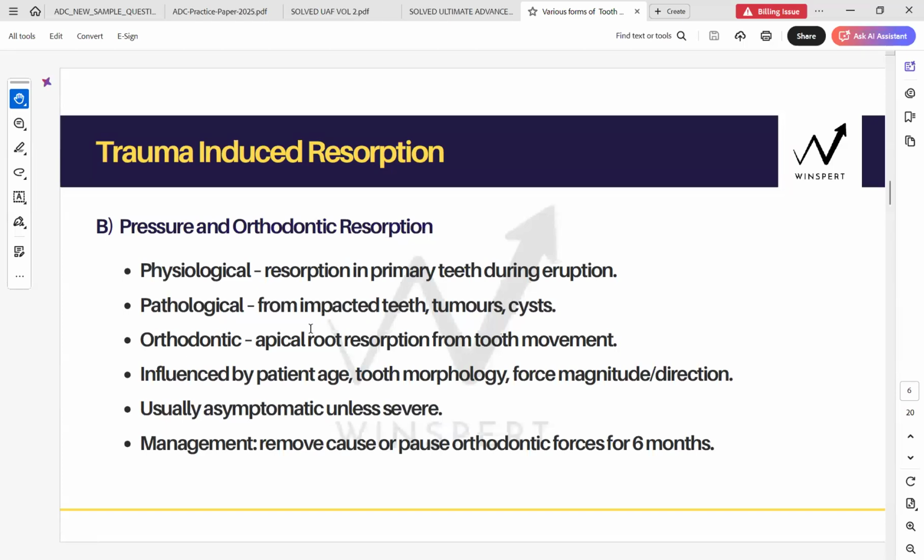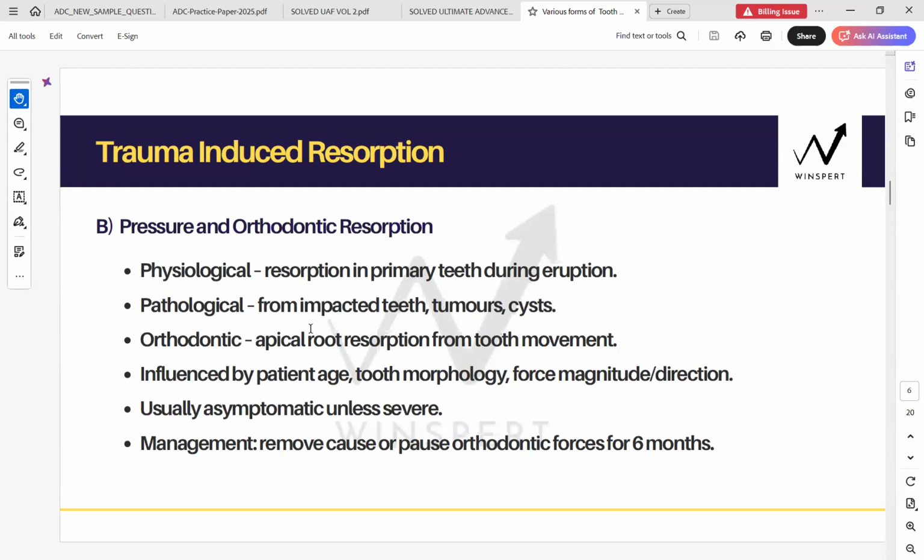So mostly these factors that affect the orthodontic resorptions are age and the morphology of the teeth. They are also involved, but the most important is the magnitude and direction of the orthodontic forces. So now if you get in exam the question, what is the factor that is responsible for this orthodontic resorption? Whether it's time, whether it's age, whether it's the tooth morphology or the magnitude and direction of the forces. The most important factor is magnitude and the direction of forces.